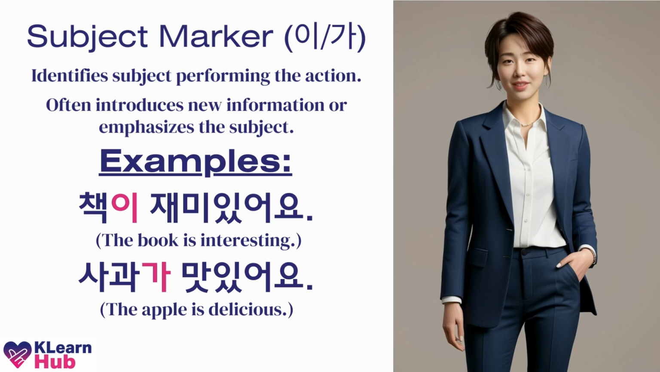Now, let's focus on the subject marker, which uses 이 for the consonant ending and 가 for the vowel ending. The subject marker identifies the subject performing the action. It often introduces new information or emphasizes the subject. Let's look at these 2 examples. The first is, the book is interesting. 책이 재미있어요. And the second is, the apple is delicious. 사과가 맛있어요. Notice the placement of the subject particles after each of the nouns.